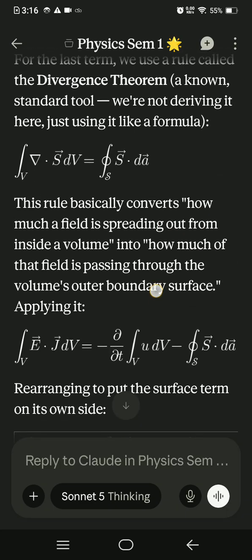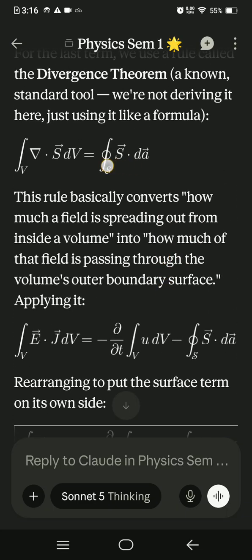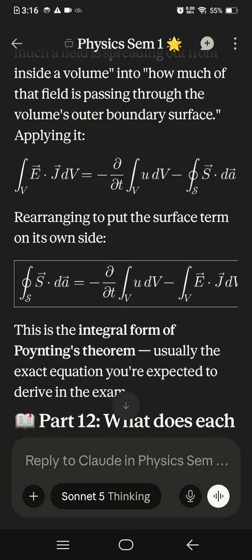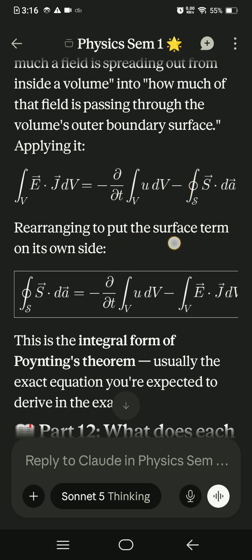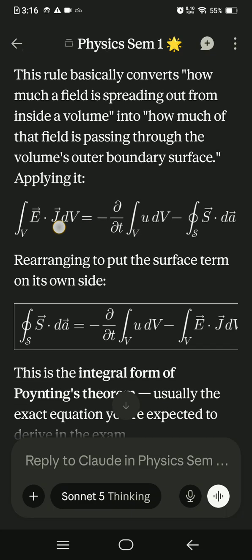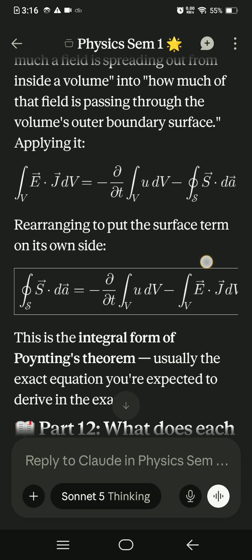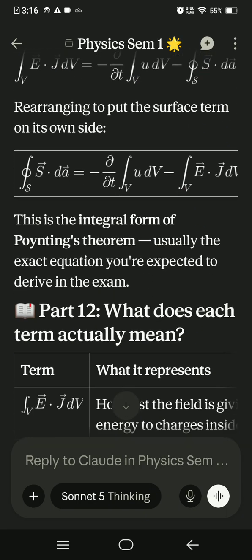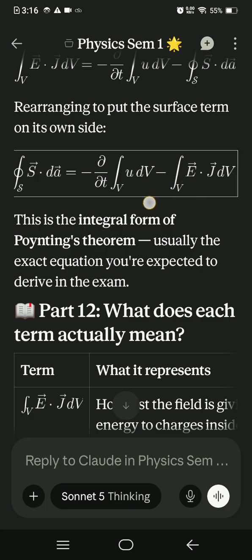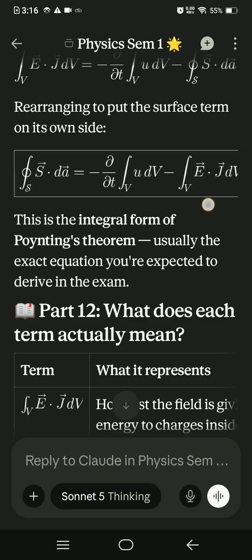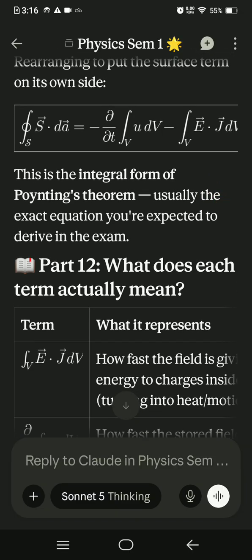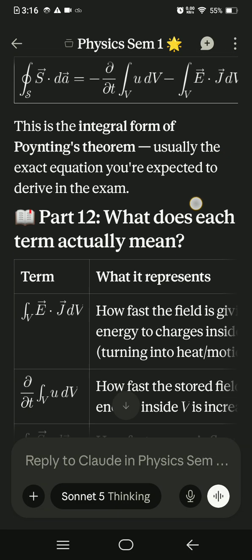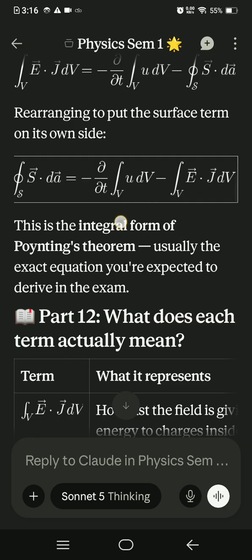Applying it, we substitute this for this to get this. Rearranging to put the surface term on its own side, this to this side and this to this side, we get this thing. This is the integral form of Poynting's theorem. This right here is usually the exact equation you're expected to derive in the exam. So the derivation is complete now.